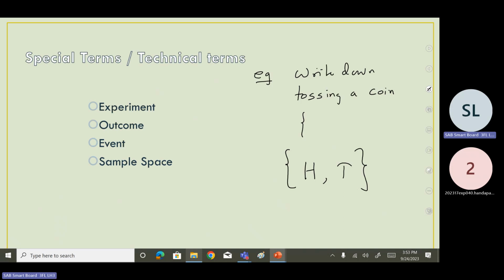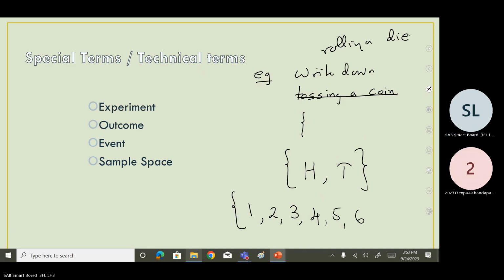Example, write down the sample space of rolling a die. So when we roll a die, we can get number 1, number 2, number 3, number 4, number 5, or number 6. All possible outcomes written. Put the curly bracket. It becomes the sample space of rolling a die.